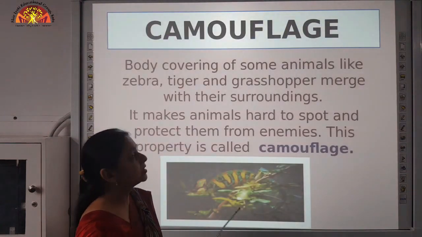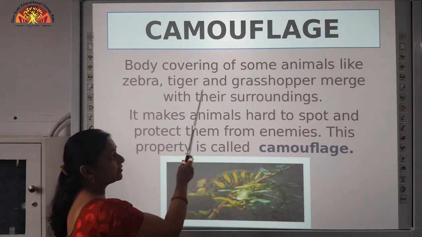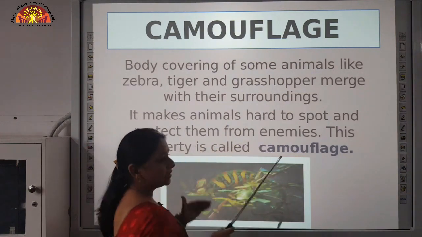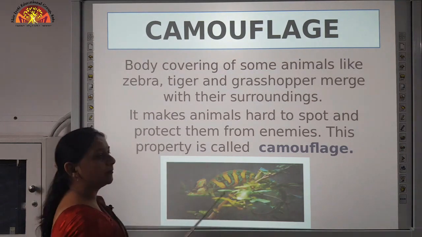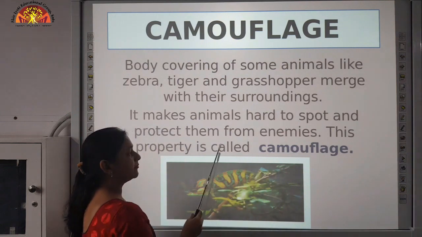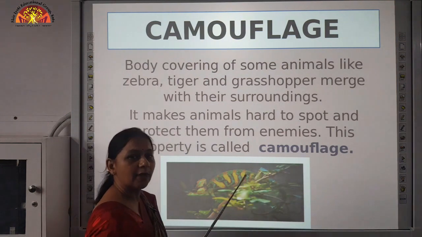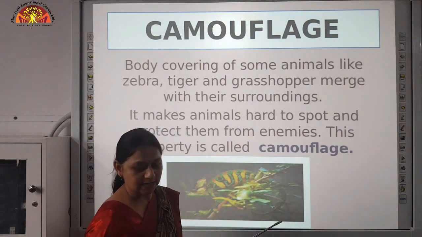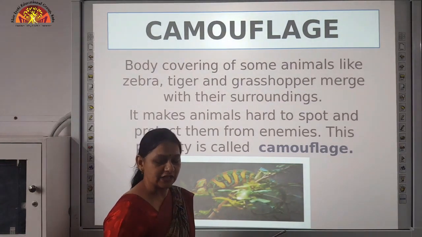Coming up next to camouflage. Camouflage is the body covering of some animals like zebra, tiger and grasshopper. They merge with their surroundings and this makes them very hard to be spotted and protects them from enemies. This property is called camouflage. This property is also present in chameleons. They change their body color when they feel danger.